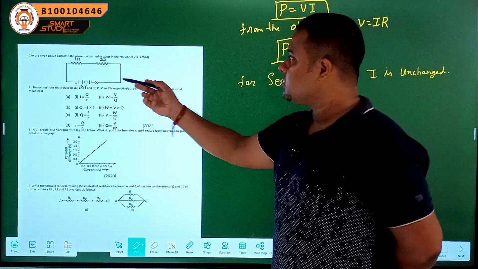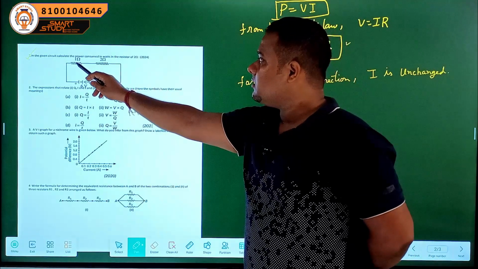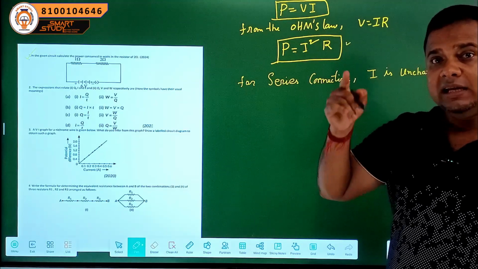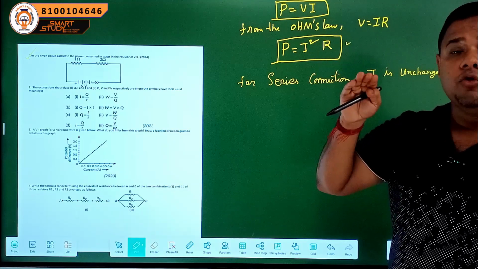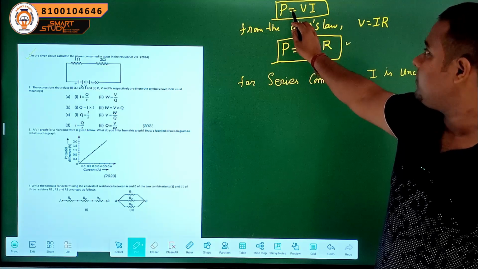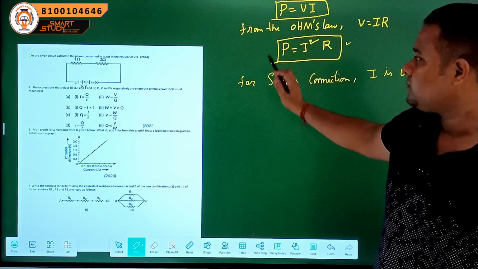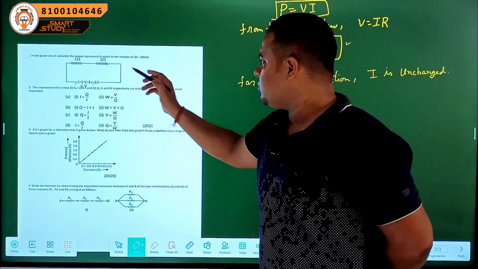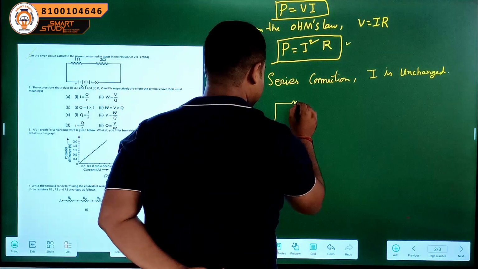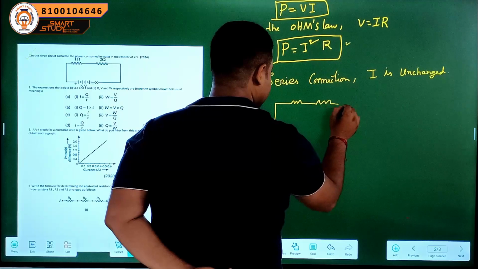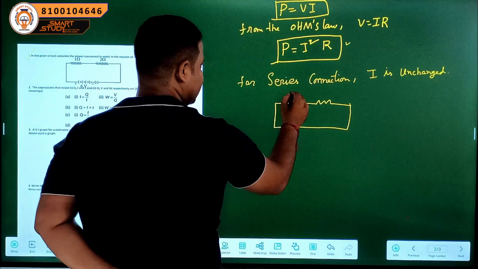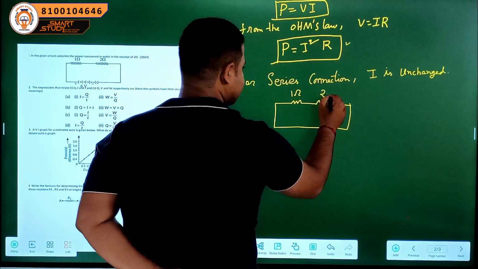Now suppose in your question it is given that the resistances are in parallel connection. In that case, the voltage is unchanged, and we would go for the other formula. Okay, so now draw the equivalent resistance diagram. This was my diagram: a 1 ohm resistance and a 2 ohm resistance.